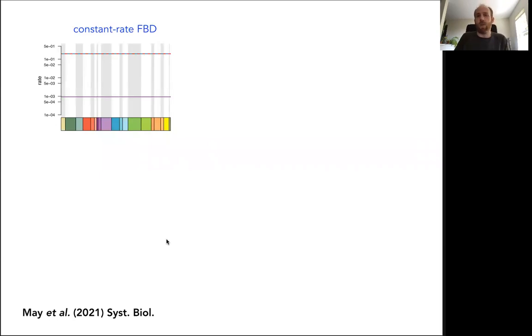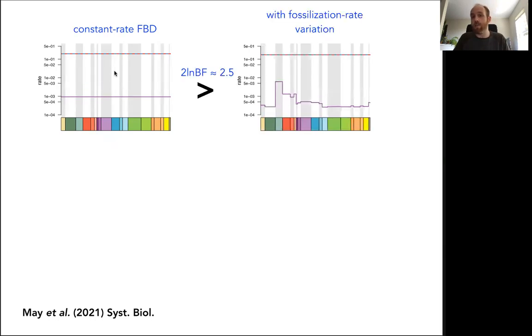We began with a constant rate fossilized birth-death model. Purple is the fossilization rate. Blue is speciation, and red is extinction. We compared this model to one that allowed fossilization rate variation. Model fit decreased by 2.5, which was surprising.